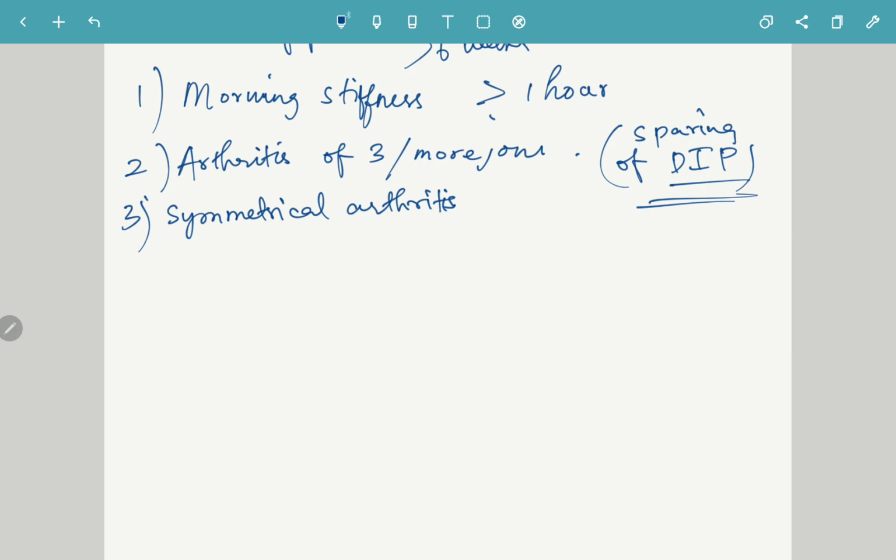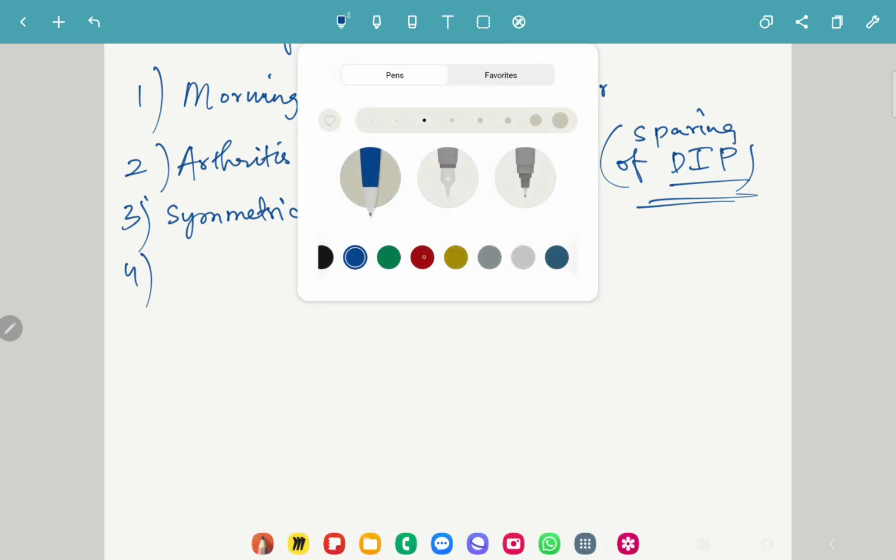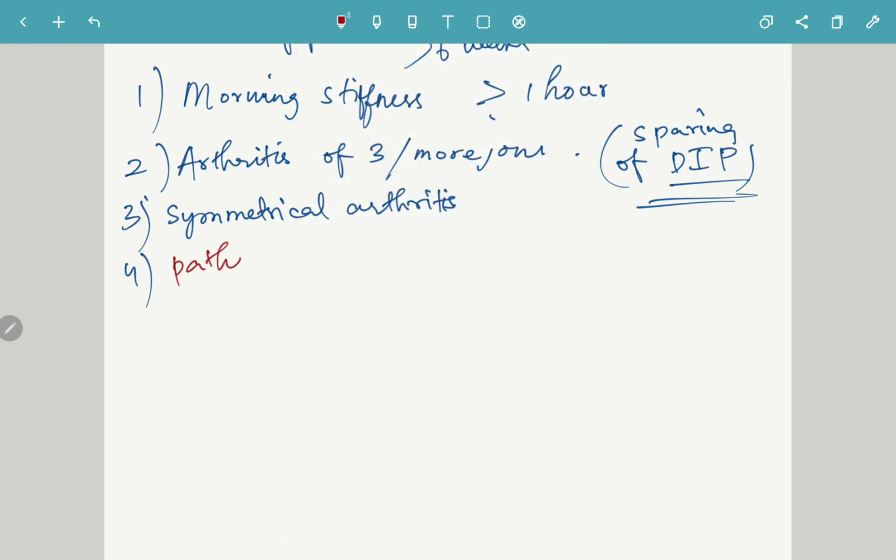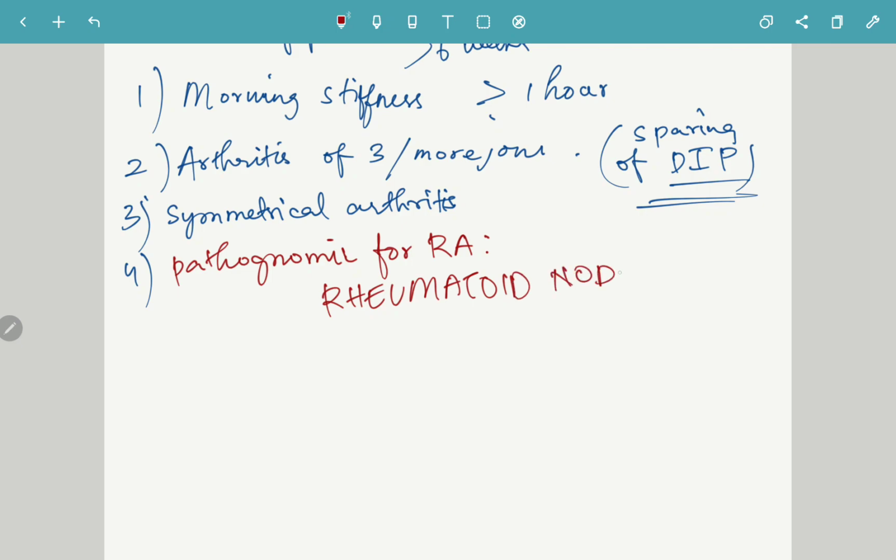And the next is very important, which is pathognomonic for rheumatoid arthritis. The fourth important question is, which is pathognomonic for rheumatoid arthritis? The answer to this is rheumatoid nodules. Rheumatoid nodules are pathognomonic for rheumatoid arthritis. So what are these rheumatoid nodules? These are subcutaneous nodules over the bony prominences.